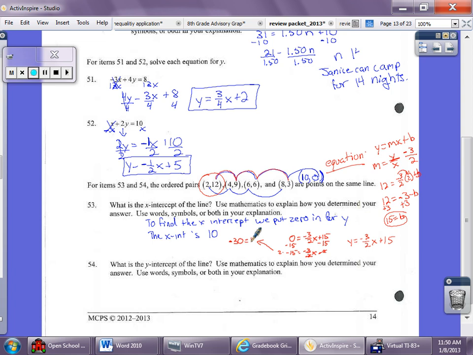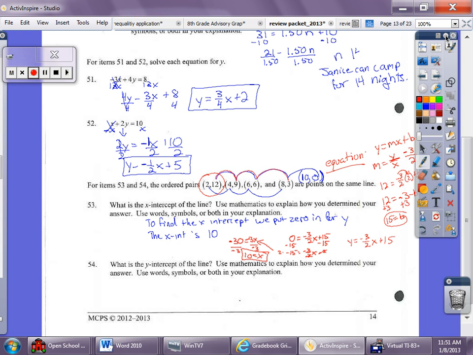I'm going to write this over here. Negative 30 equals negative 3x. And we divide by negative 3. So 10 is equal to x. And that's how we get the x-intercept. So two different ways, and we get the same answer. Both ways give us 10.